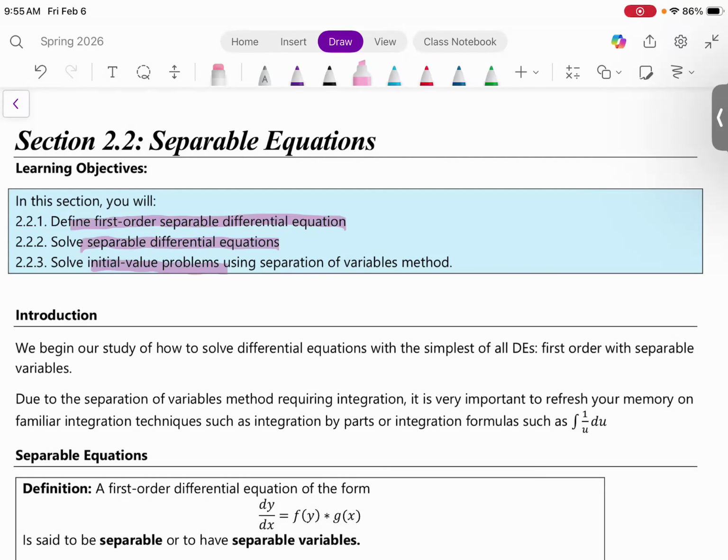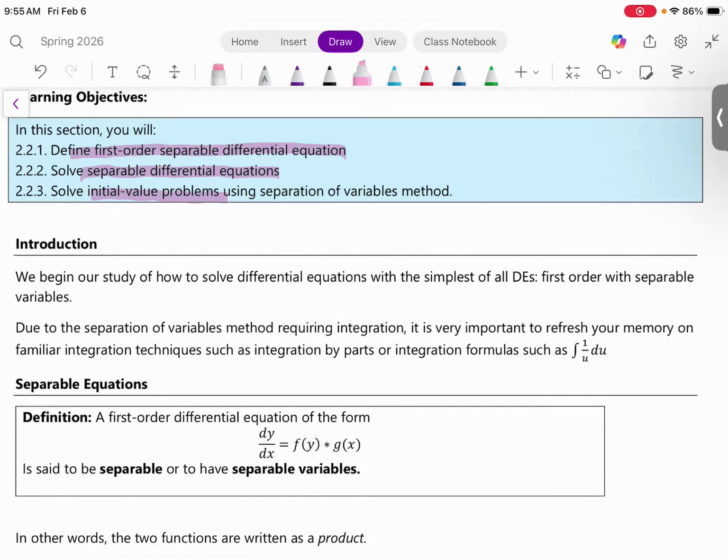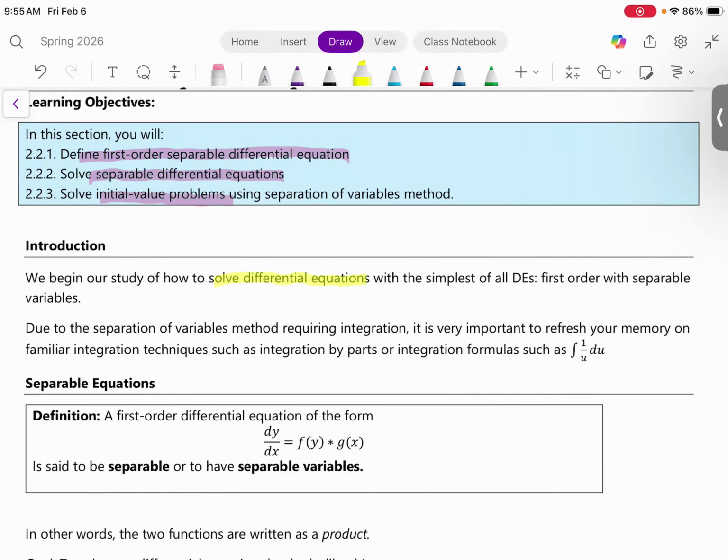Okay, so separation of variables. We begin this section and our journey in this class to solving differential equations with the simplest way of all. This is our first analytical way to solve a differential equation, and that is with separable variables. This is maybe something that you hopefully learned in Calc 2, just one way to solve a differential equation analytically.